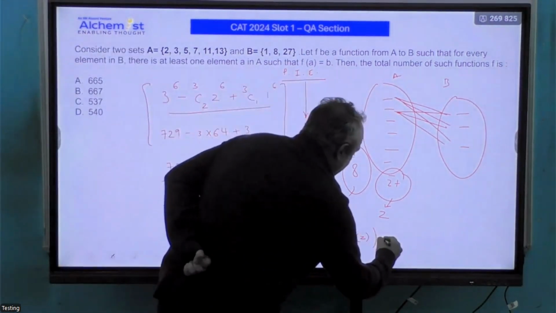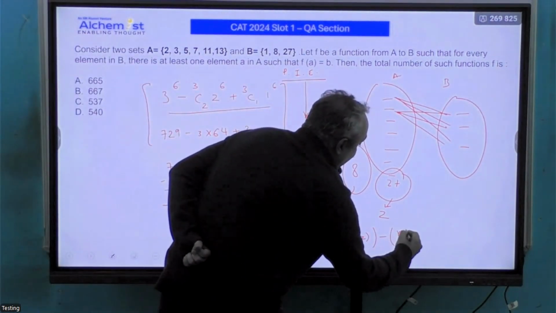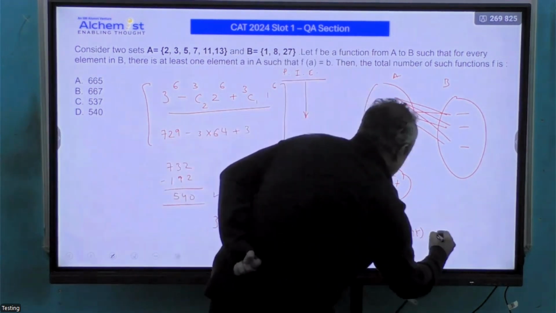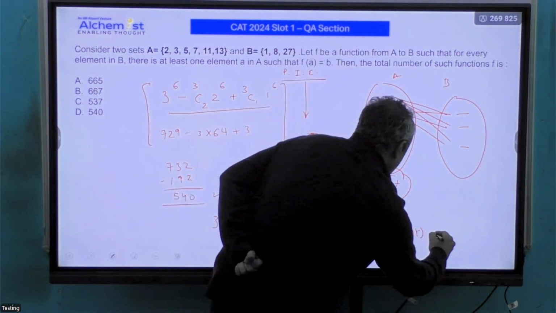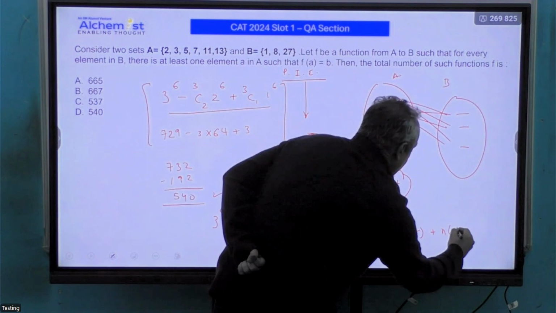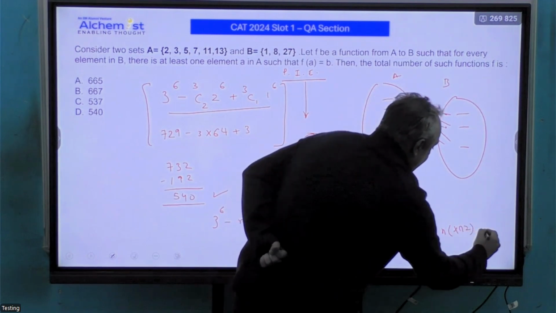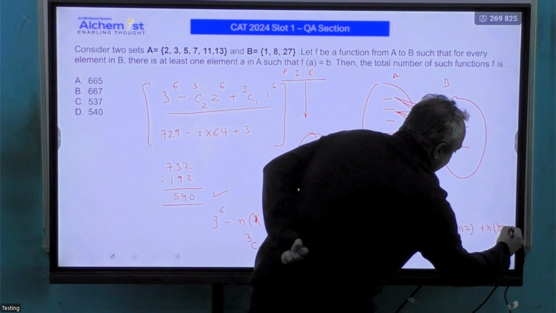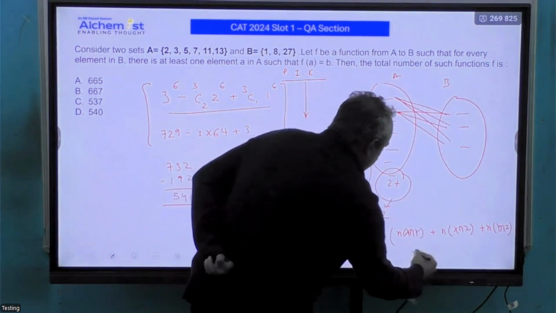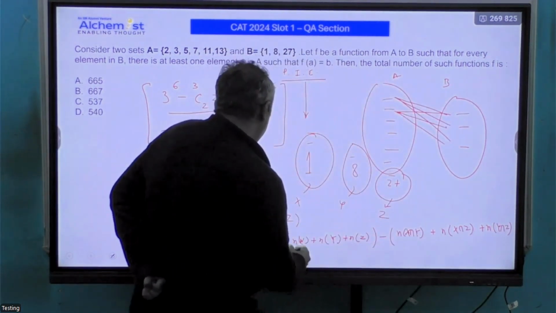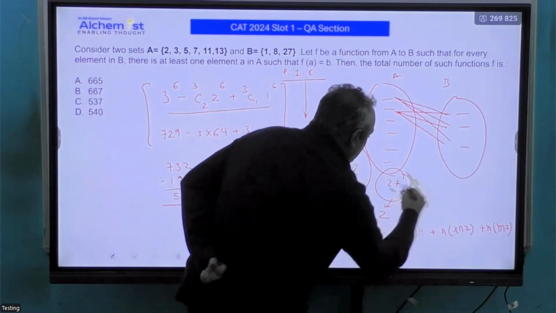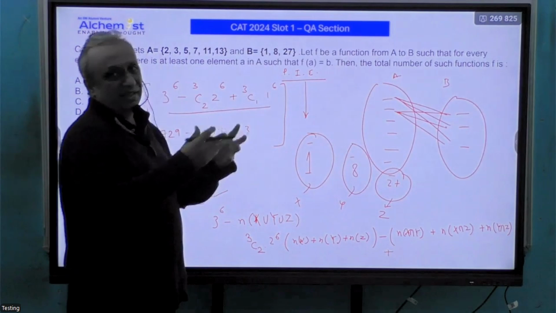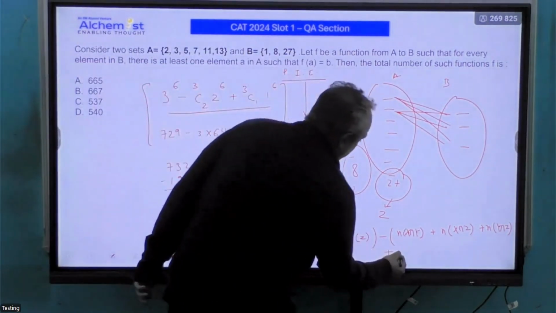Obviously, now I need to subtract n(x intersection y), and n(x intersection z), and n(y intersection z). The third term, where all three are missing, would not be possible. Why? Because all the digits have been mapped to at least one of them. So that third part was zero, and you need not worry about it.